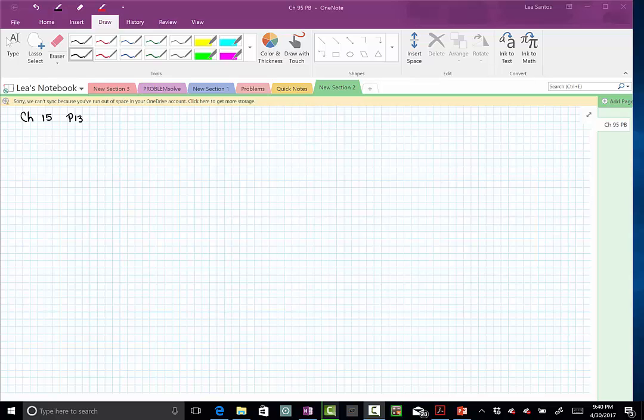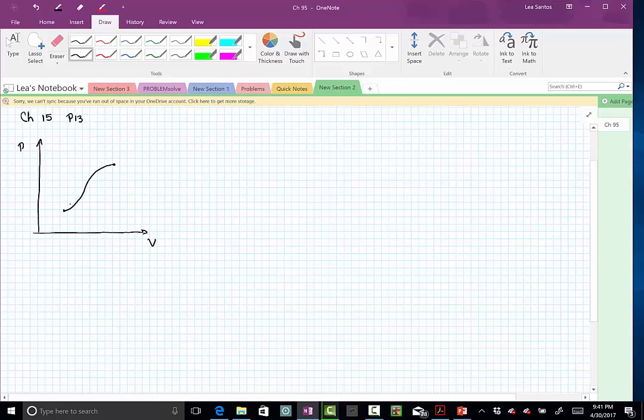Let's read it. In the process of taking a gas, again we are thinking about an ideal gas, from state A to state C along the curved path that is shown in the figure. So here I have a plot of pressure versus volume. And somewhere here I have a point, a state A, that is taken to this state C. So this is A, this is C.